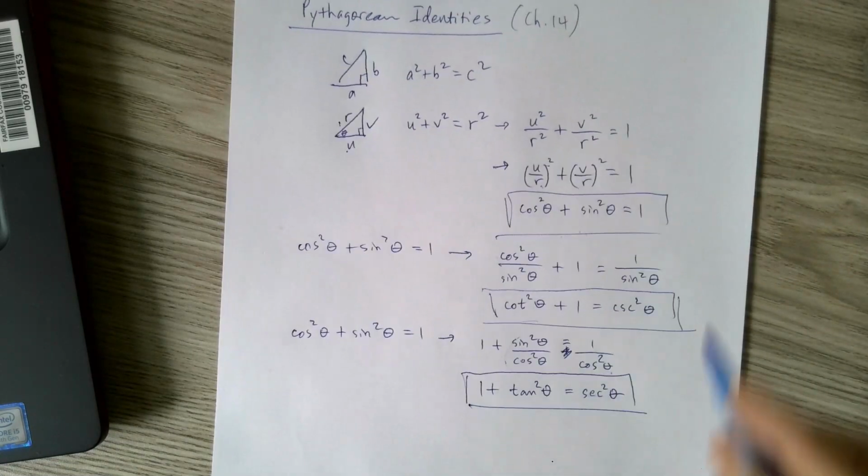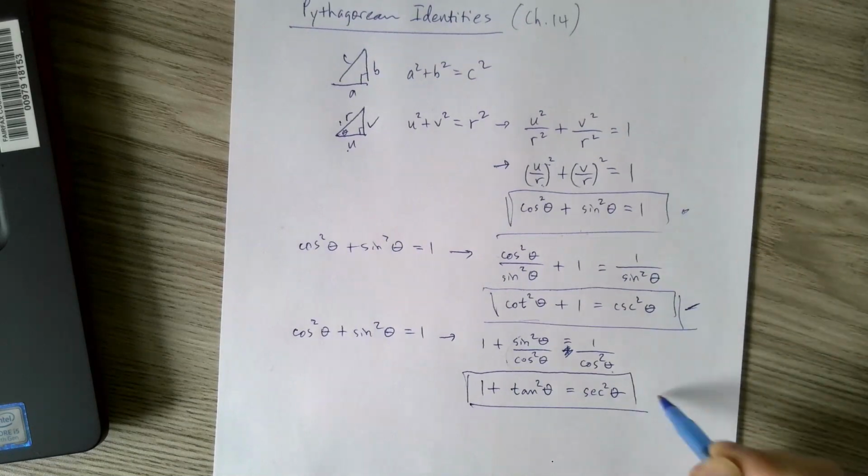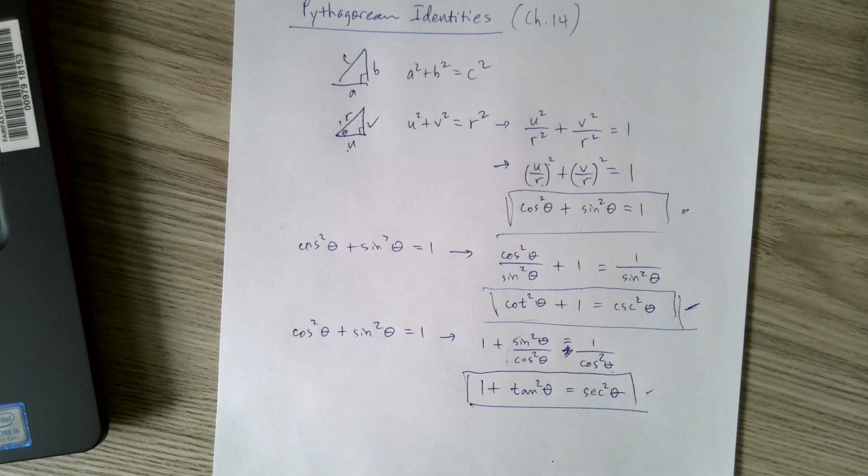So make sure you commit these three to memory, because when you're proving other identities and you need to use these identities in order to make it to the next step, you don't want to have to flip through your library of identities. You want to just know it and do that step and move on to the next step.